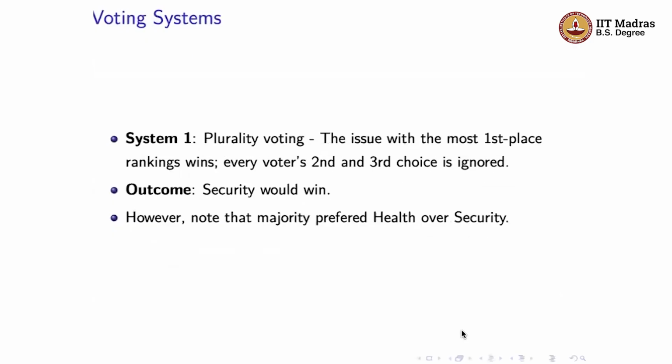So the first system is plurality voting, and we have talked about this system before as well, right? What's going to happen here is that only each voter's topmost preference is going to be considered, and on the basis of that, we are going to decide what is going to be done. So every voter's second and third choice is ignored. If you're a voter, you only get to say what your topmost choice is, and on the basis of that, a decision has to be taken.